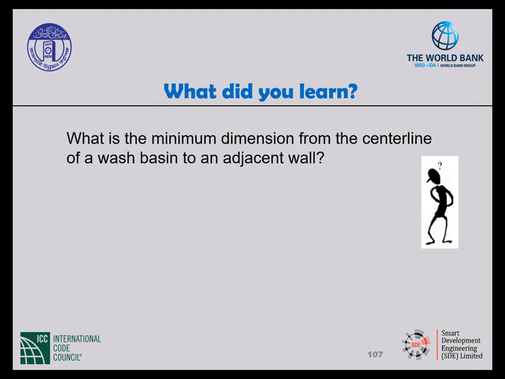What is the minimum dimension from the center line of a wash basin to an adjacent wall? 460 millimeters, 480 millimeters, 500 millimeters, 520 millimeters. And the answer is 460 millimeters.